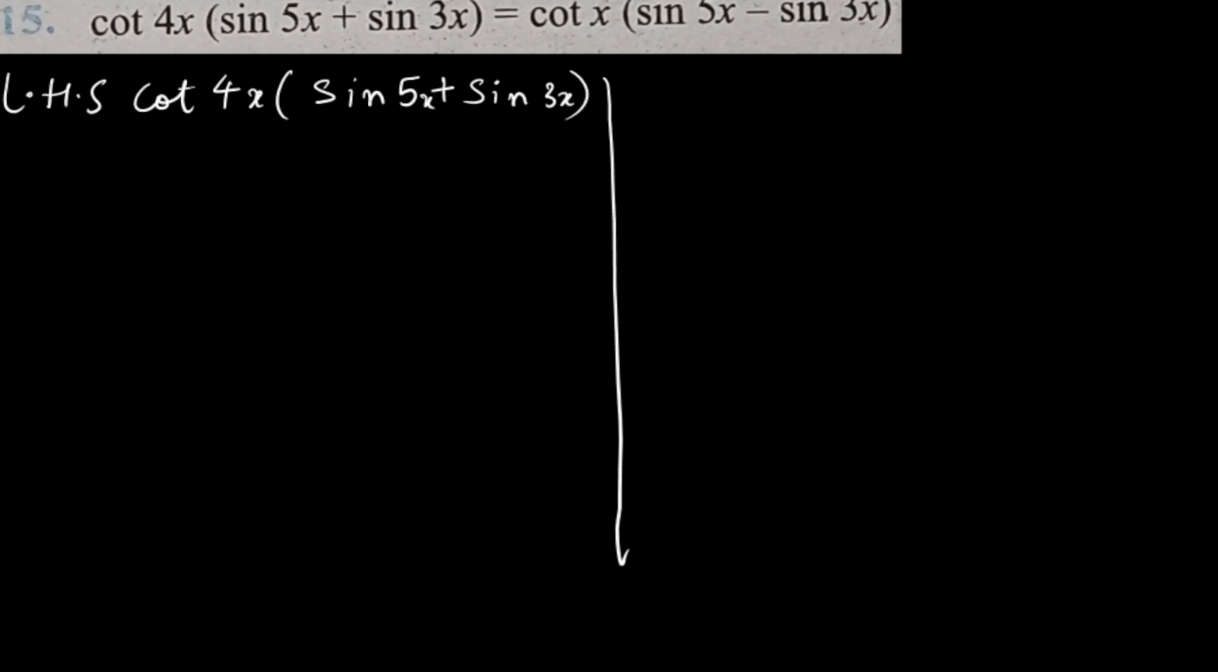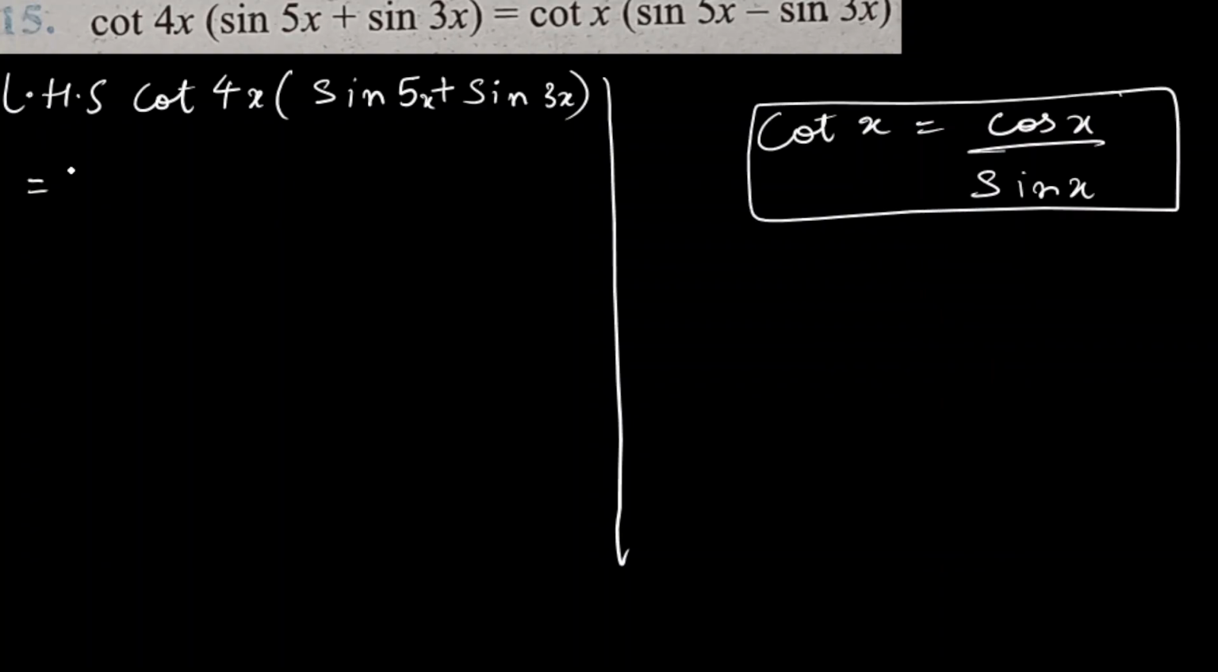So the identity we have to use is sine x plus sine y, because it's clearly visible. Also, if you want cot, we can change it to sine and cos. We know cot x is equal to cos x by sine x, by the quotient relation which we have learned. Here we have cot 4x, so I am going to change it to cos and sine form. This will become cos 4x by sine 4x. Because the angle is 4x, whatever angle is there, the same angle will be there with cos and sine. So cot I have changed.